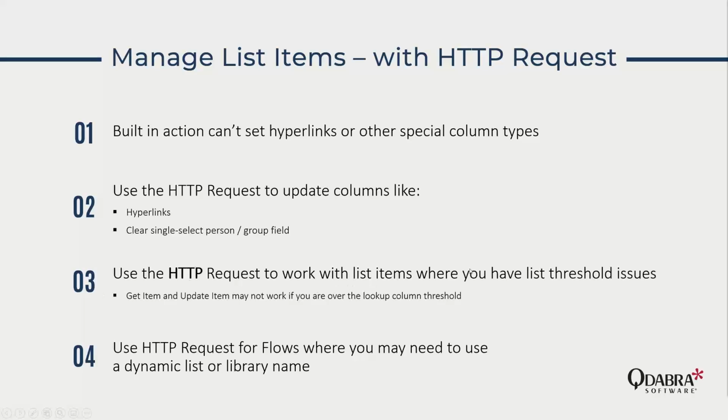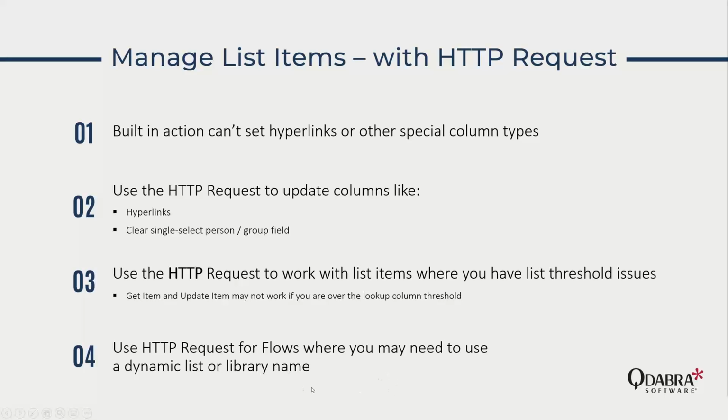You can also use the HTTP request to work with list items where you have threshold issues. If you have stuff that's past the lookup column threshold, you can generally get around that by using an HTTP request. I was working on a site recently where we couldn't use update item in Power Automate because of the list threshold issues, and we couldn't use get item. So using HTTP request was what we had.